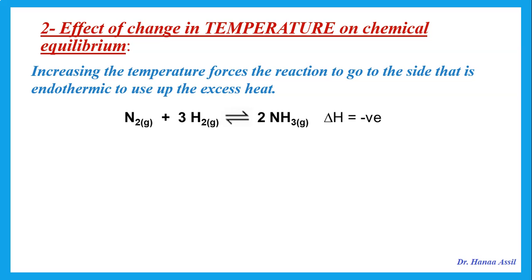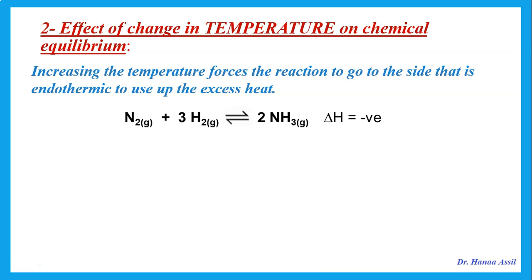The other factor we can change is temperature. Remember, when we're talking about pressure, we were looking at which side gives less moles. But when we're looking at temperature, we're going to look at which side is exothermic and which side is endothermic. Remember the delta H that we have here at the end of the equation. Delta H is the heat change, or the enthalpy change.